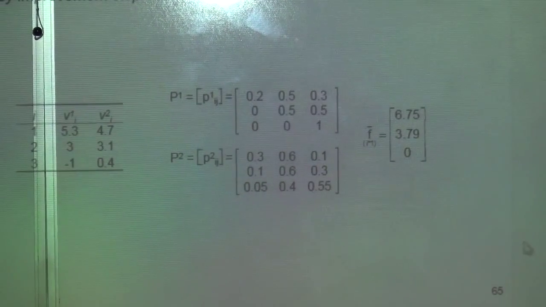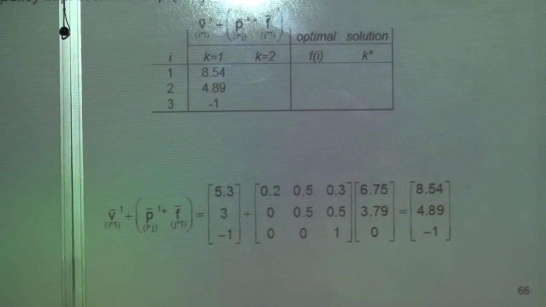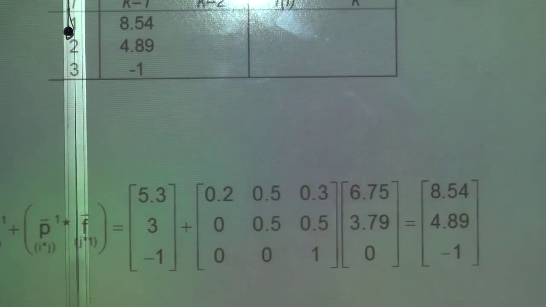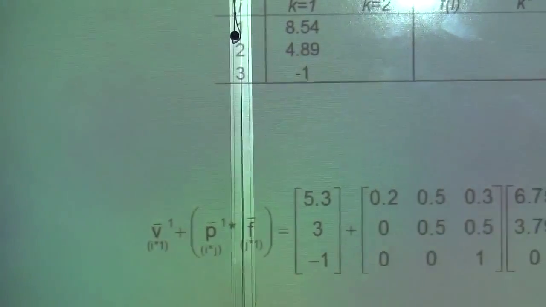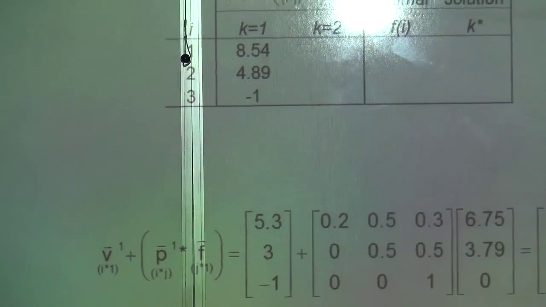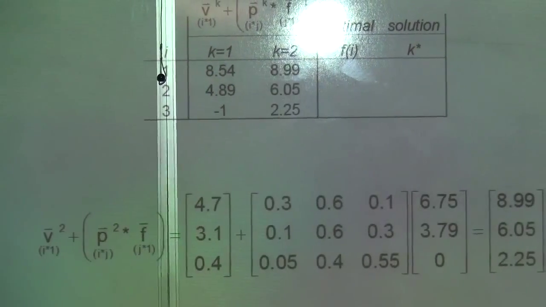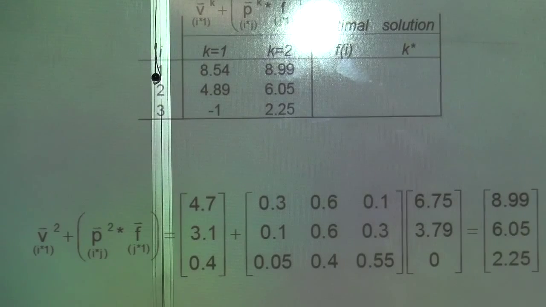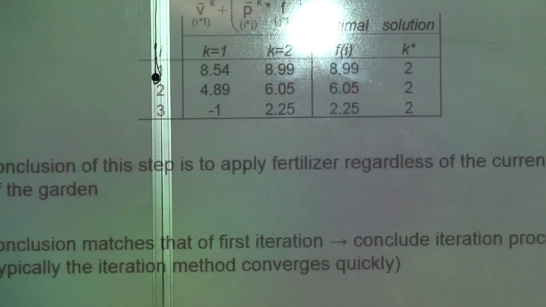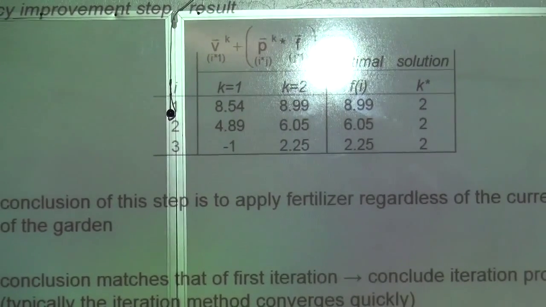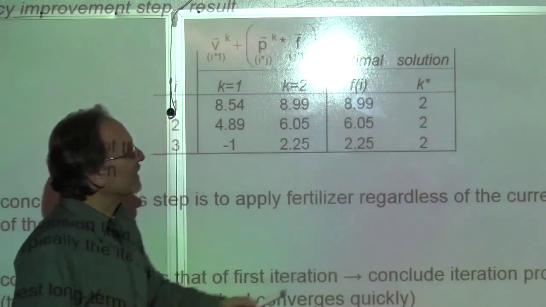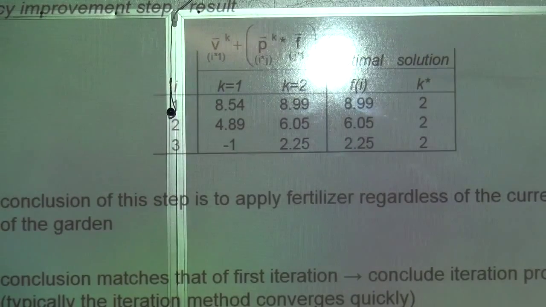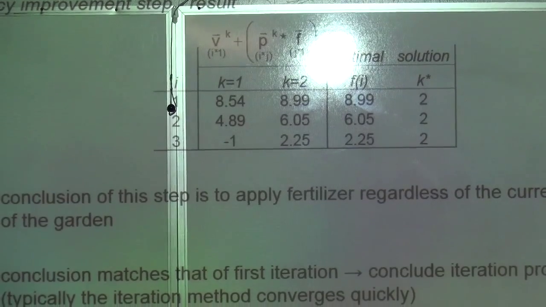So now we're ready to do the policy improvement steps with always fertilizing, and that's what our value is for never fertilizing. Our policy improvement step for always fertilizing, and now we can do the optimum, which is again always fertilizing is optimum. So that means that for the long run, it's converged now to the same solution twice. We can stop. So for the long run, we always want to fertilize regardless of the state. Maintaining a good garden makes sense.